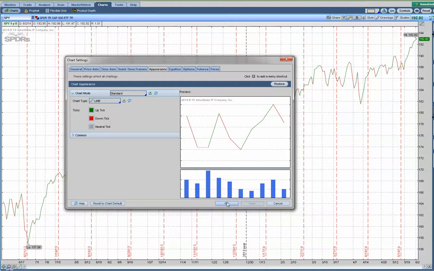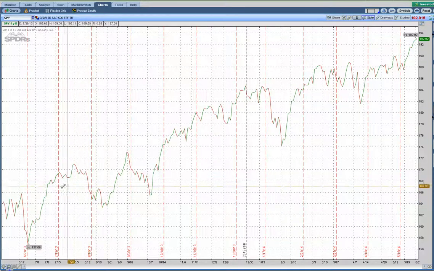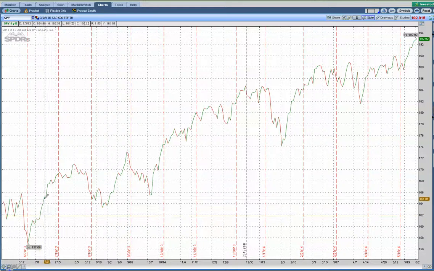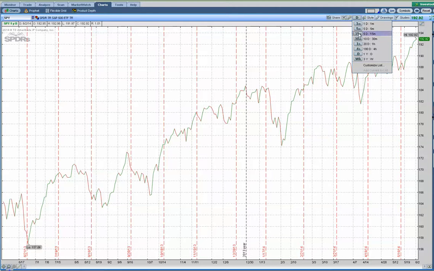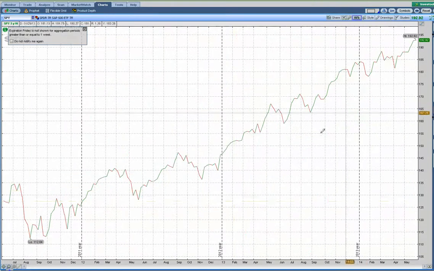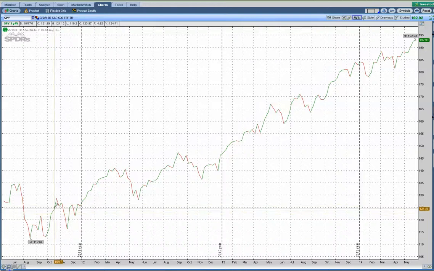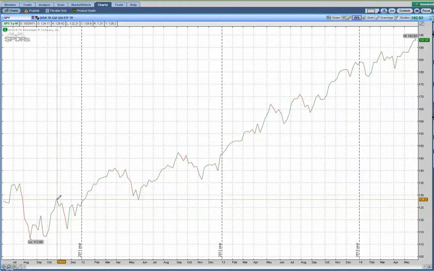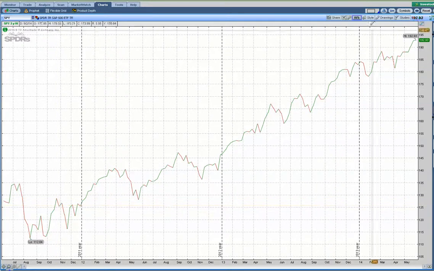So I'll click OK. On line chart, upward movements. These are the closing prices of the time period. Again, my time period is day. I could change it to weekly if I really want to look at a longer period. But the color, if the closing price of that period is higher than the previous closing price, it will be green. If the price is lower than the previous closing price, it will be red.